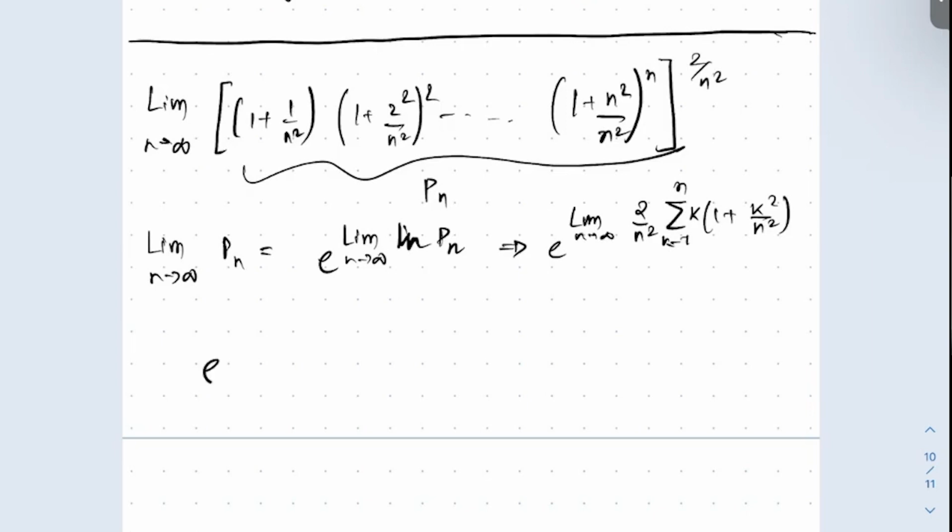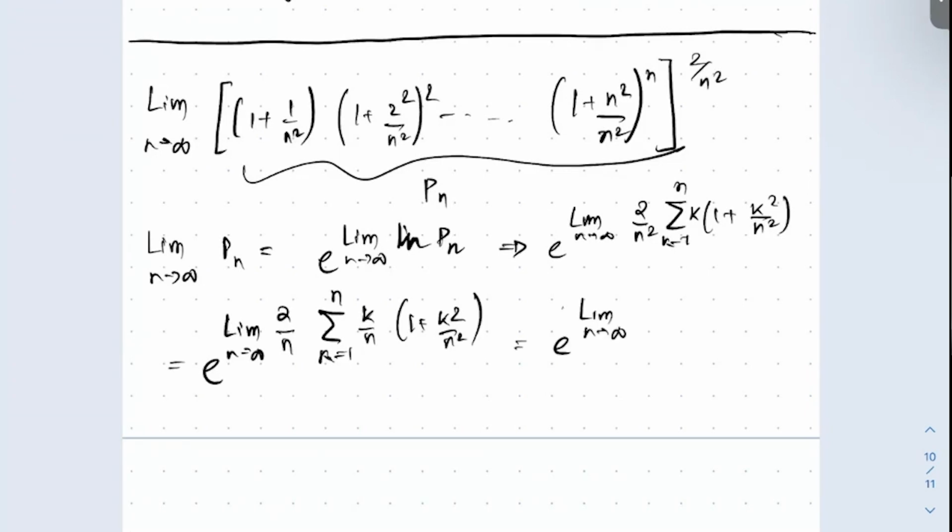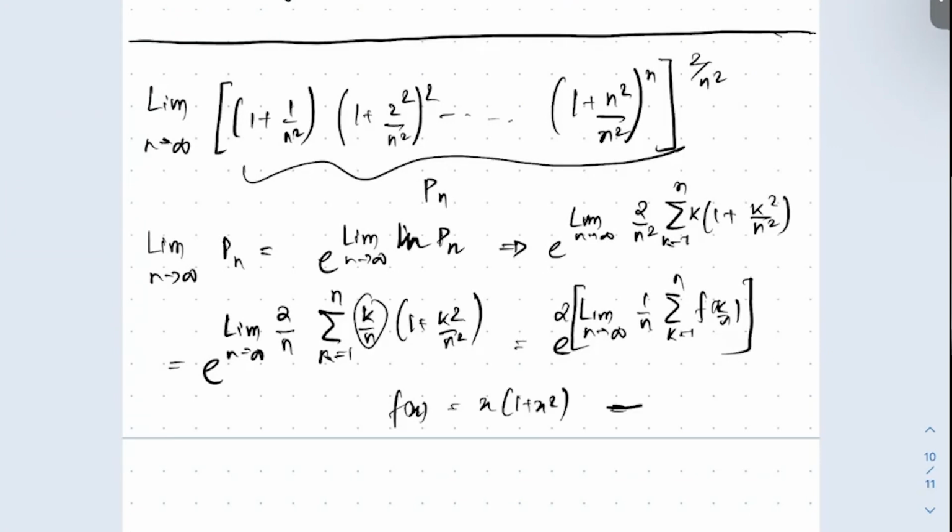So therefore, it's e to the power limit n tends to infinity 2 by n squared summation k from 1 to n. Now you need 1 by n, so observe that there's an extra k out here. So it's k by n times log of 1 plus k squared by n squared. So you can see it's nothing but e to the power limit n tends to infinity twice limit 1 by n summation of k from 1 to n f of k by n. You can see that f of x is wherever there is k by n replaced by x, equal to x times log of 1 plus x squared. Therefore, this goes to e to the power 2 times the integral from 0 to 1 of f(x) dx.